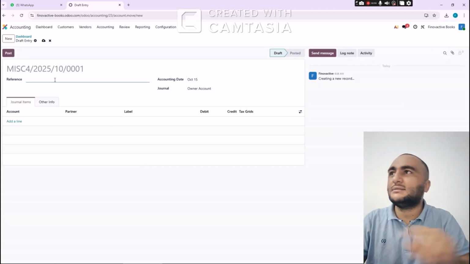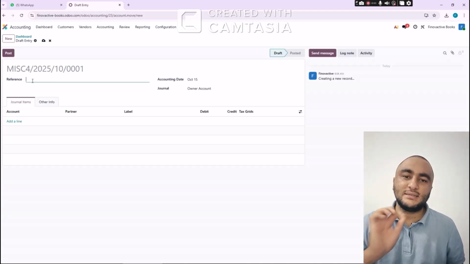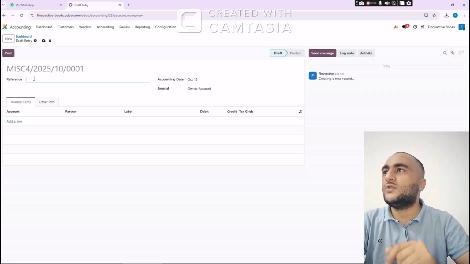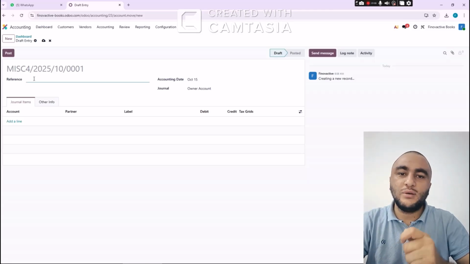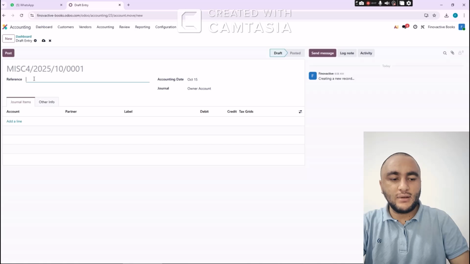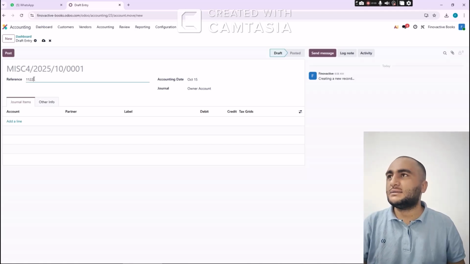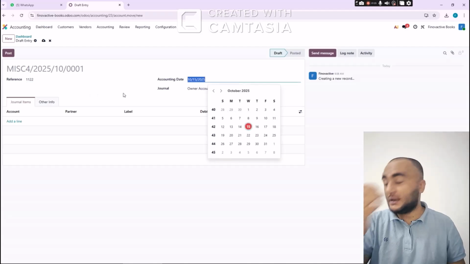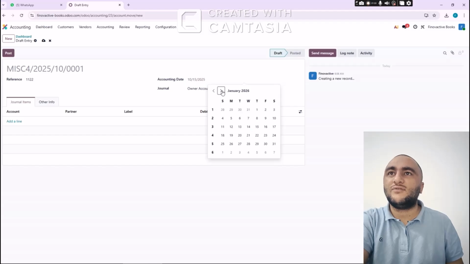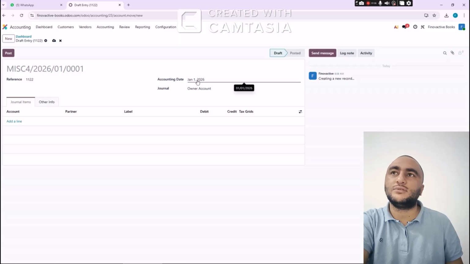In the reference here you have to enter the reference number. Any bill or invoice will have a reference number. So if we have any reference number, we may have issued a bill, invoice, a memo or something which may have a number. So here I will write 1122, because let's say I have issued to the owner a bill that contains this reference number. From 1st Jan 2026 we are starting, so the accounting date will be 1st Jan 2026.